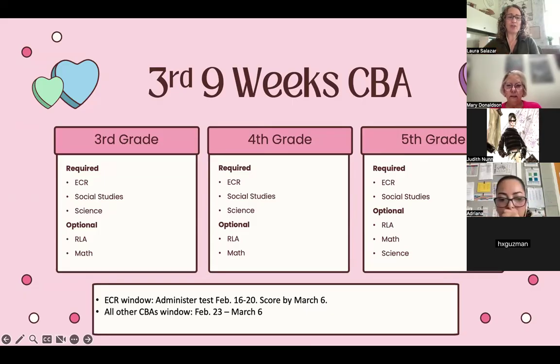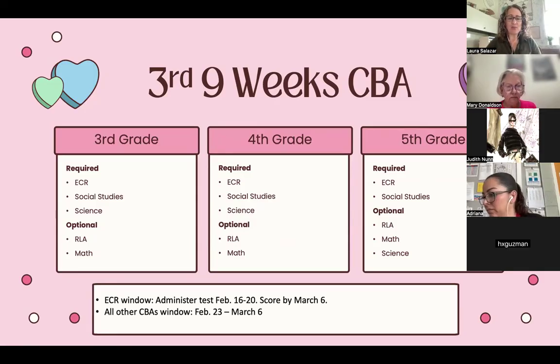So for example, third grade, they're going to be required to do that ECR, which we've talked about. And then social studies and science are required, but optional RLA and math because you've just taken interim and you have interim data with those, so you don't necessarily need more data at this point. The same goes for fourth grade. In fifth grade, they're not required to take the science CBA because they're taking that science interim. Okay. So just understand what's required and what's not required so that you can talk to your administrators about that.